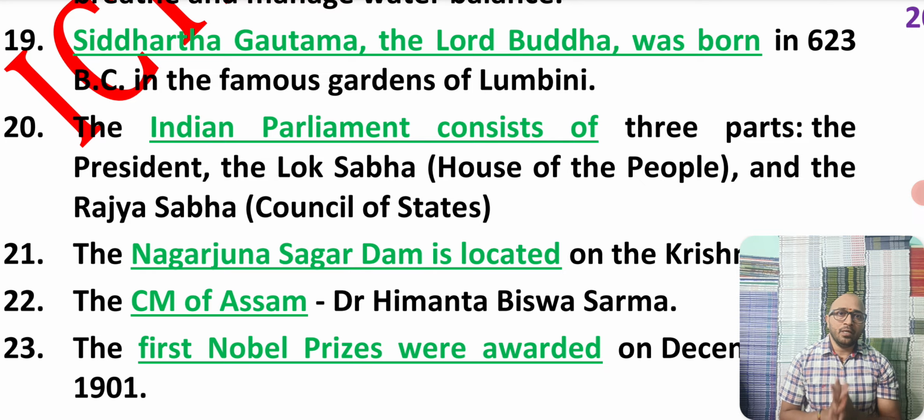The Parliament has been divided into three parts. You should know about the Lok Sabha, Rajya Sabha, and the President. We have the Lok Sabha with the greater number, that is the House of the People. I want you guys to comment how many members are there in the Lok Sabha. When it comes to the Rajya Sabha, we have the Council of States.